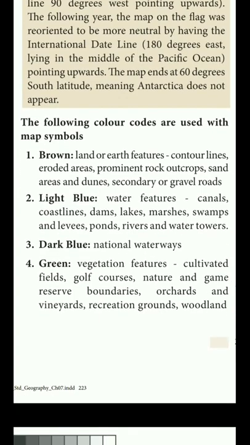Next, green color: vegetation features, cultivated field, golf course, nature and game reserve boundaries, orchard and vineyard, recreation ground, woodland. Woodland means the forest area. Okay. Recreation ground, what do you mean by recreation ground? That is the ground we use for enjoyment, isn't it? So in this area green color was used.